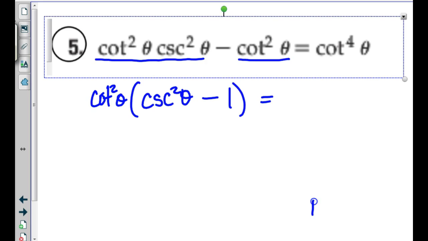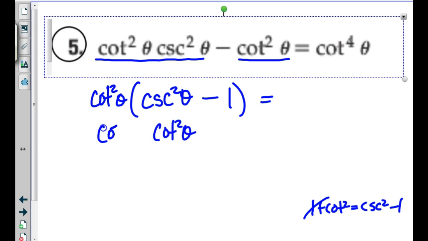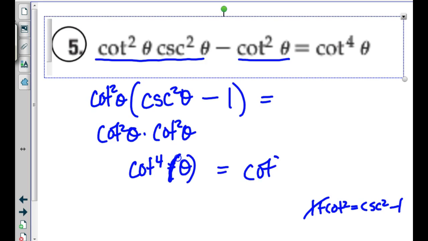Yeah, it says on the sheet 1 plus cotangent squared equals cosecant squared. So if I subtract the 1 over to the other side, cosecant squared minus 1 is cotangent squared, times a cotangent squared. Cotangent to the 4th. Whoops, no equals, sorry. Checks right there.